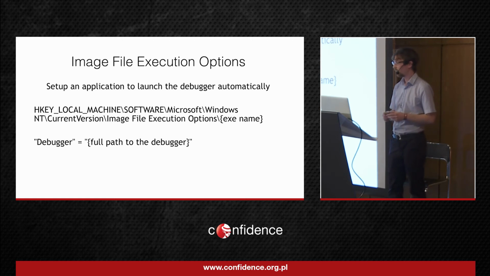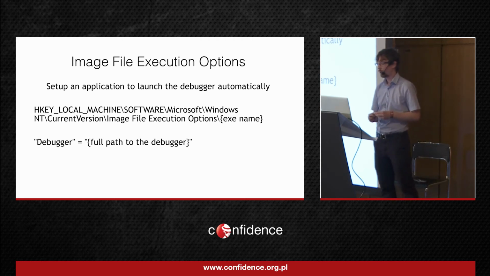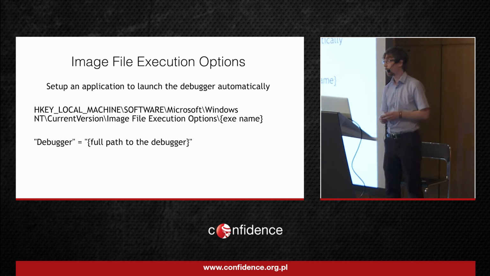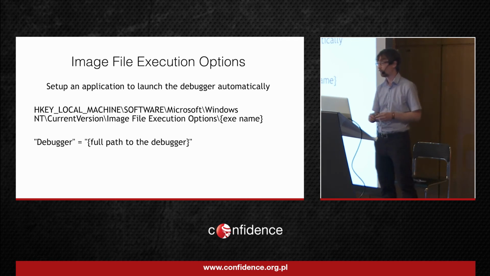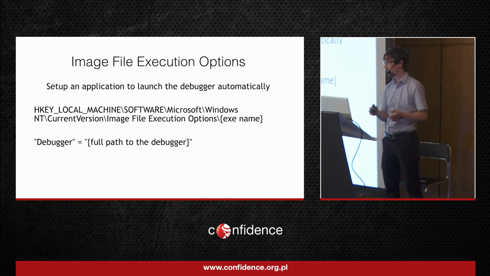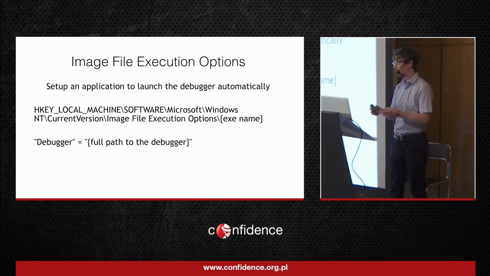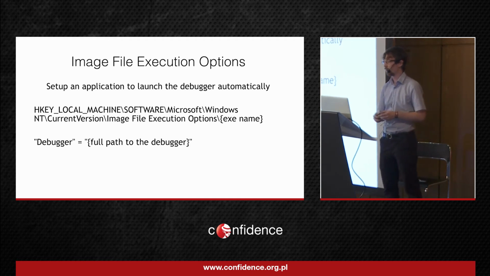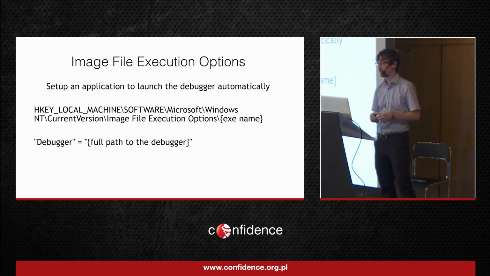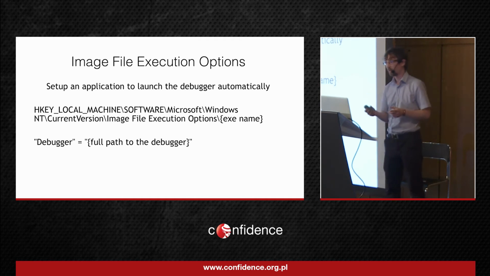And how does this work? We specify the exe name here. And when the operating system is executing some binary file, it checks if that exe name exists inside Image File Execution Options. And if some record exists for it, instead of executing the binary normally, it runs it inside the debugger. And we specify that debugger in the Debugger key. Okay, so how can we use this?